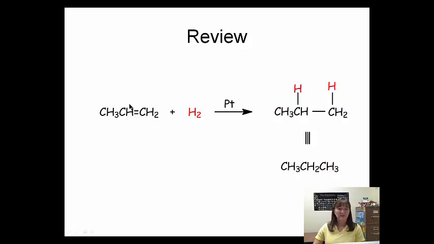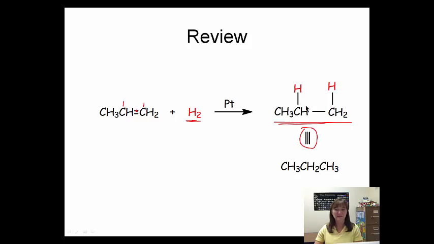Okay, so a quick review. Here is our carbon-carbon double bond. We're going to break one of those. When we break one of those double bonds, it's going to break the octet of these carbons, so we have to add something to it. And in hydrogenation, it's hydrogen we're going to add. So that's going to give us this molecule.